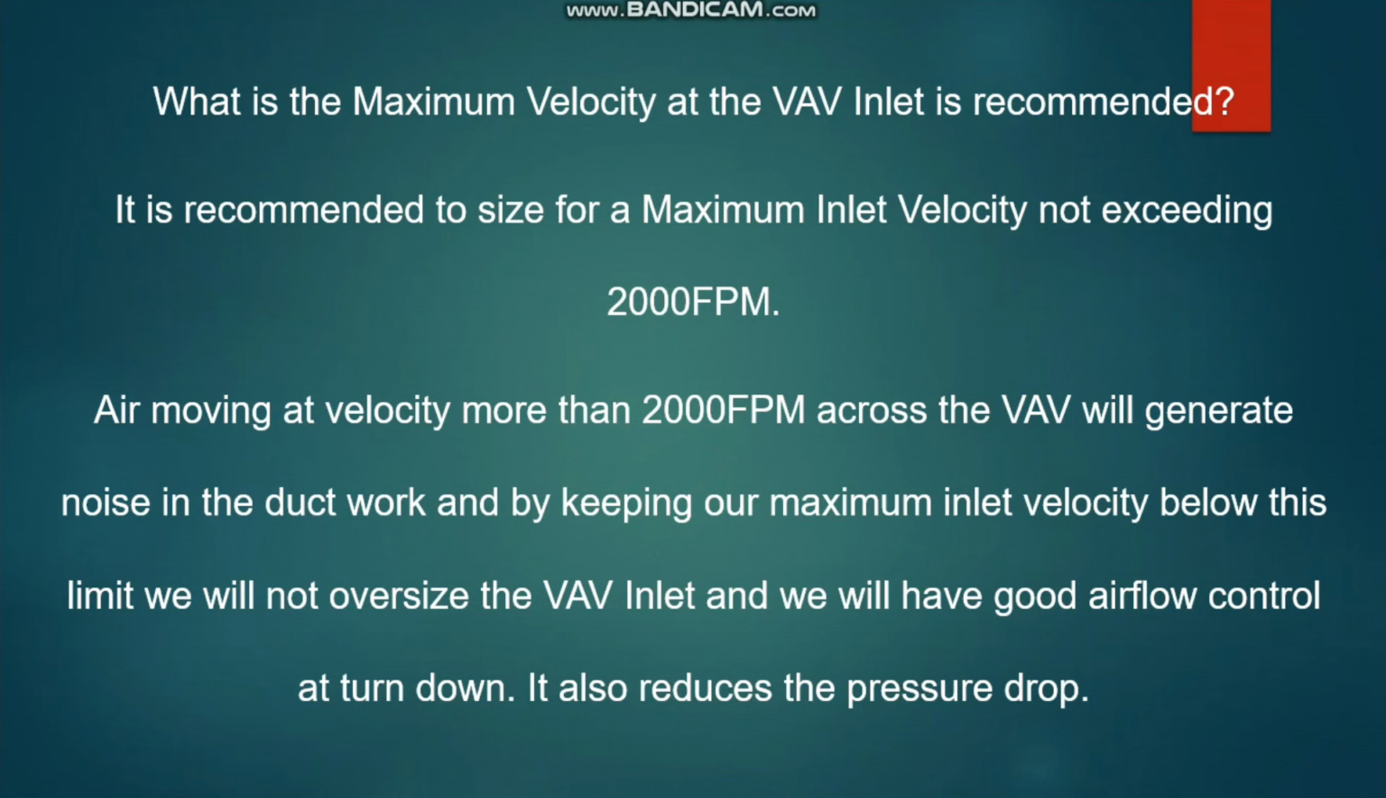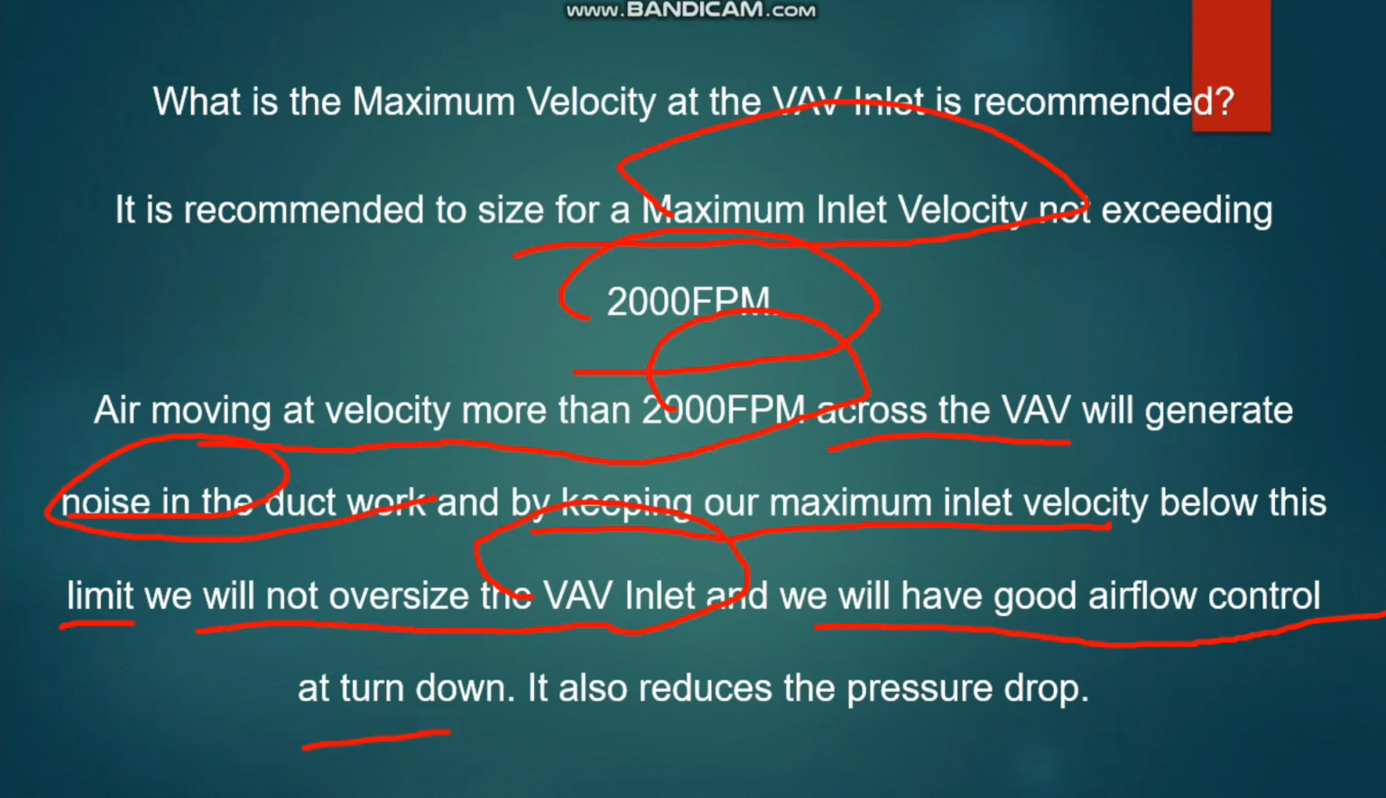The next question is, what is the maximum recommended inlet velocity at the VAV inlet? It is recommended to size for a maximum inlet velocity not exceeding 2000 feet per minute. Air moving at a velocity more than this across the VAV will generate noise in the ductwork. By keeping our maximum inlet velocity below this limit, less than 2000 feet per minute, we will not oversize the VAV inlet, and we will also have good airflow control at turndown. It also reduces the pressure drop. So in our branch design, we will try to make the velocity as near as 2000 feet per minute, or even lower, but not exceeding 2000 FPM.